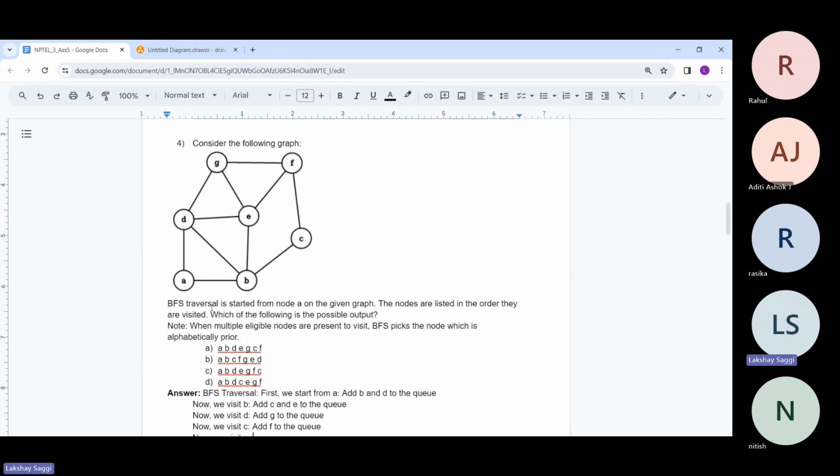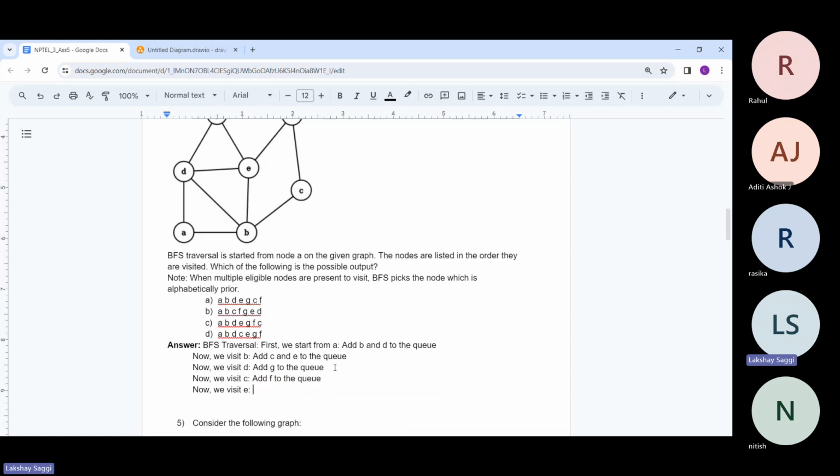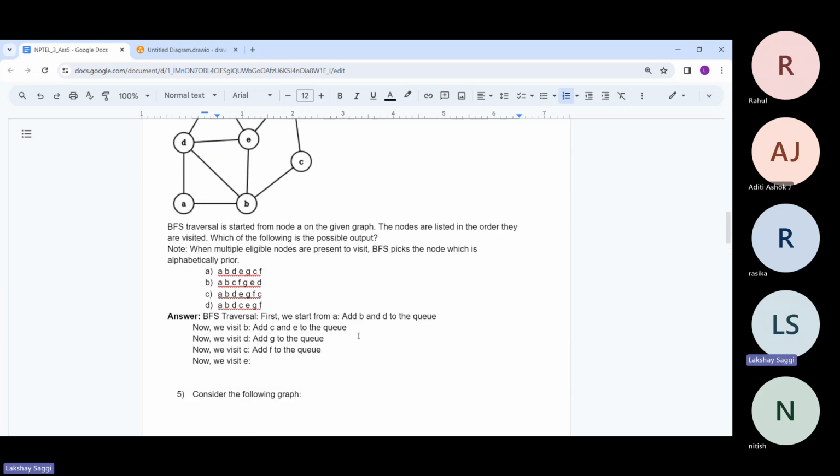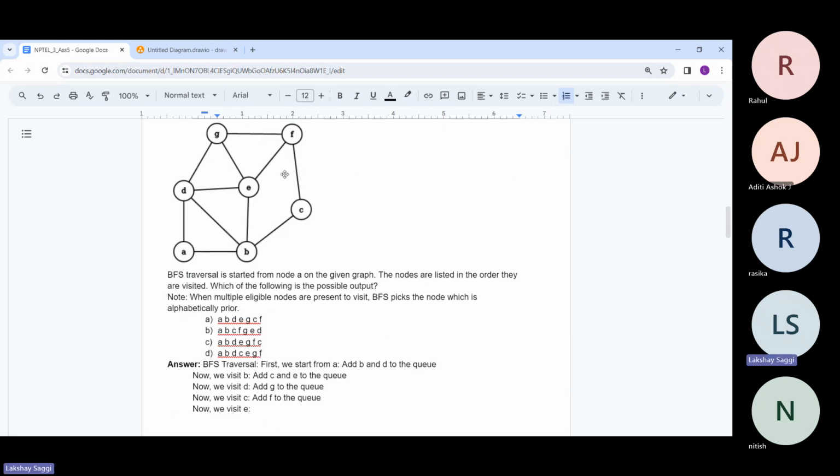As soon as we visit E, you can see that all the neighbors D, B, G, and F had been added to the queue prior. So essentially all nodes have been visited, and we don't add anything to the queue. You can see that G was added to the queue here, F was added here, and D and B were added initially. So after visiting E, all nodes are added to the queue, so we don't add anything now.